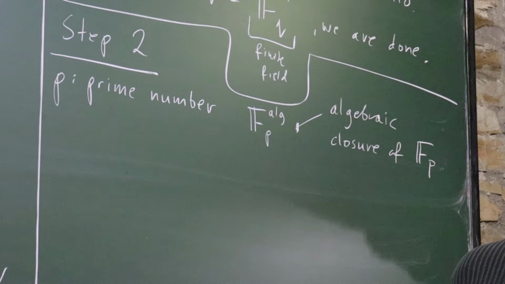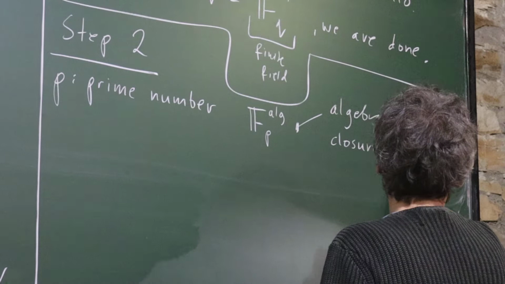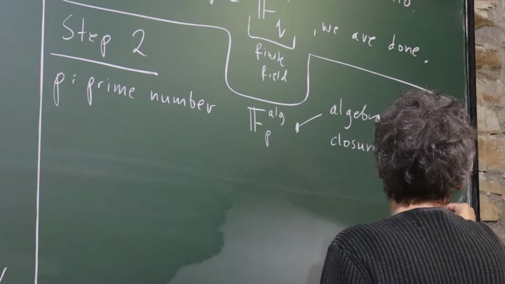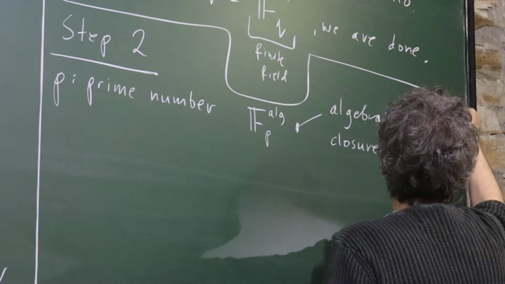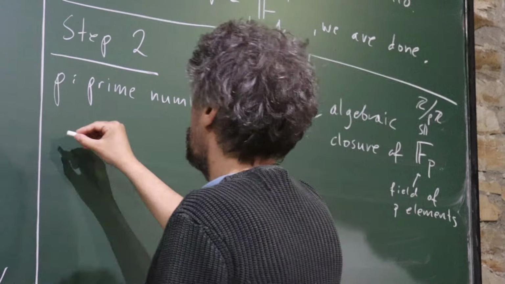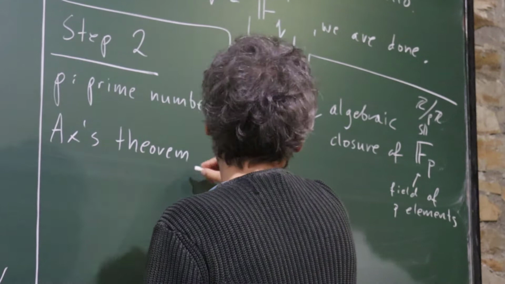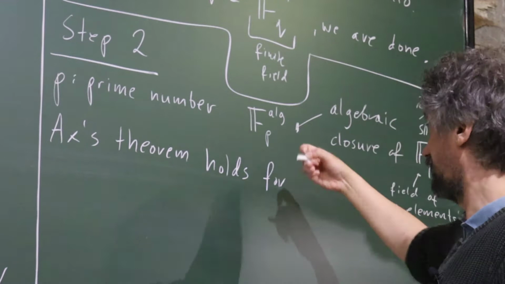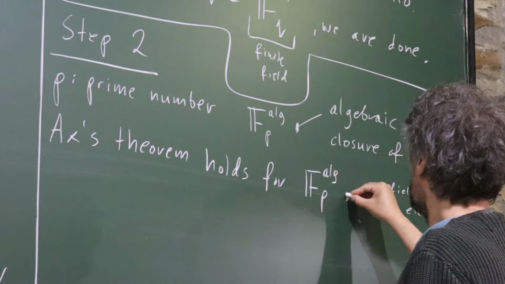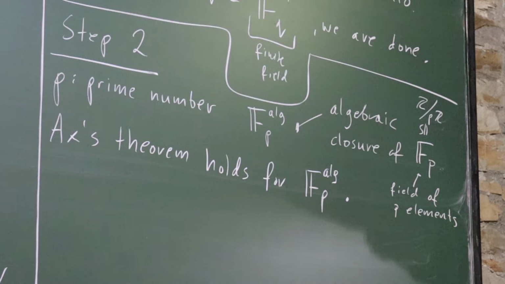Okay, but I hadn't finished the statement. Then, so this is, of course, the field of p elements, which is the same as Z/pZ. Then Ax's theorem holds for this field, which is now infinite. So it's a union of finite fields, but of course it's infinite. Each algebraically closed field must be infinite.